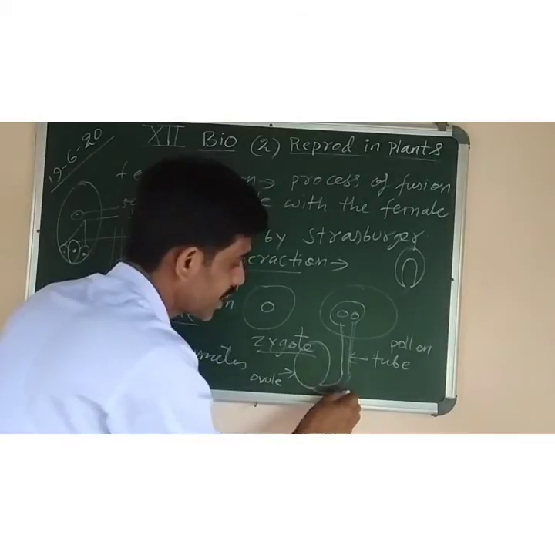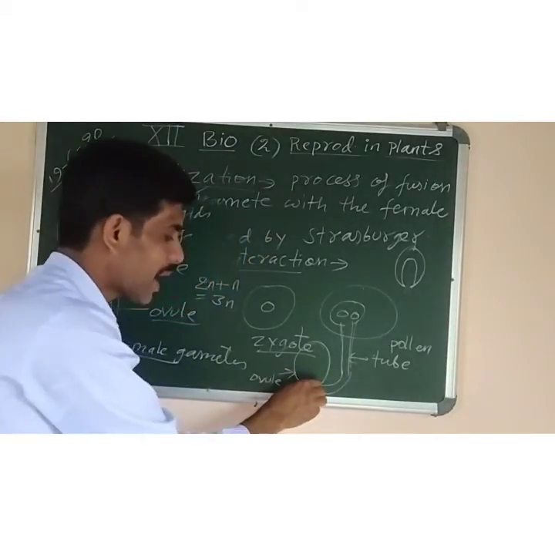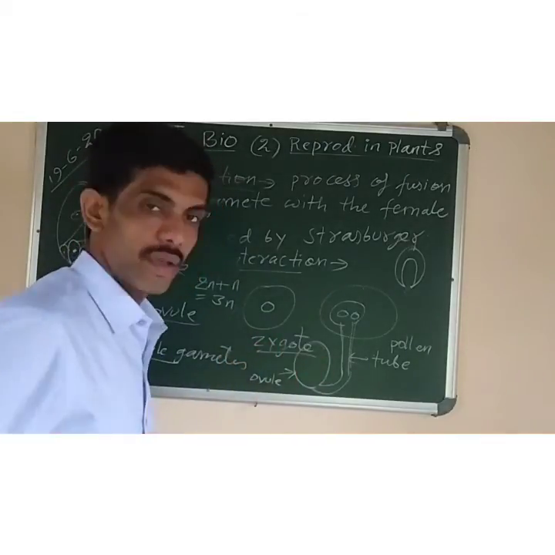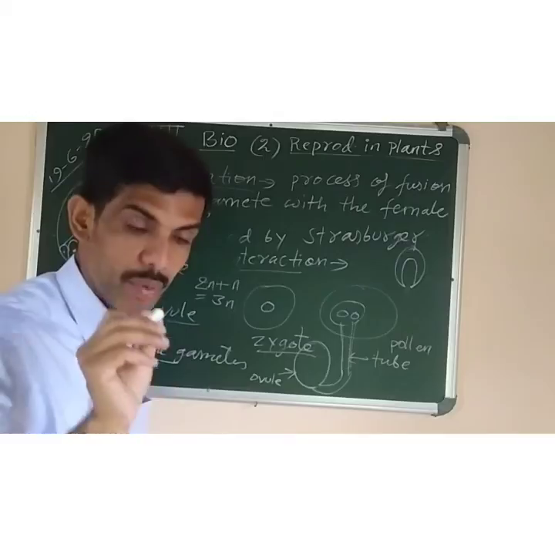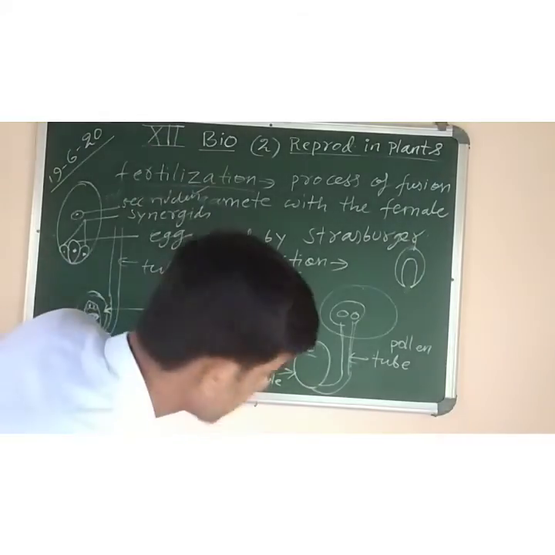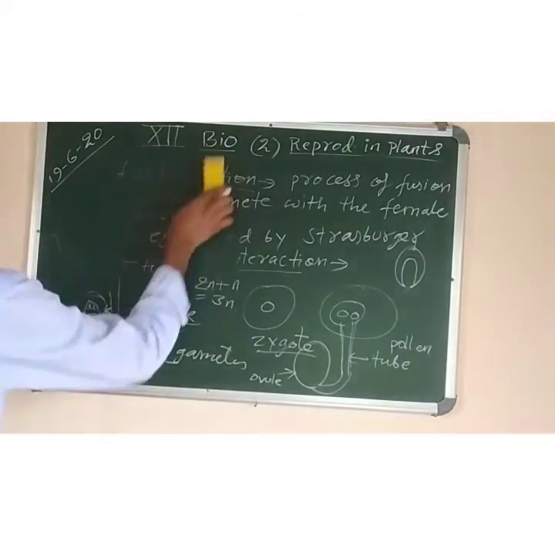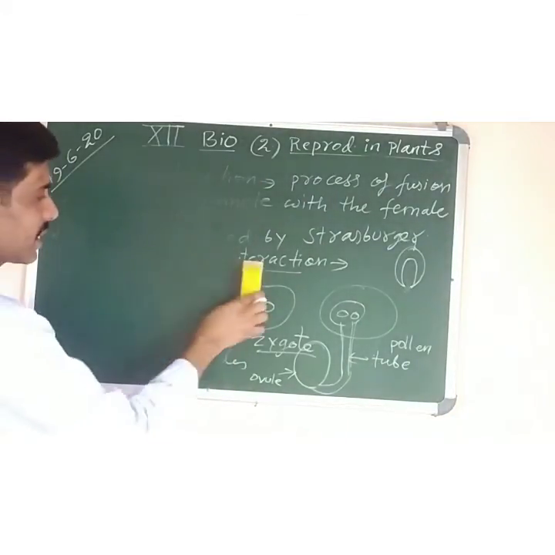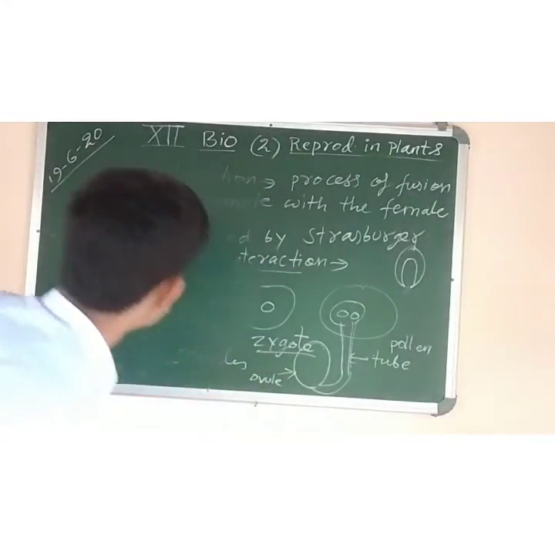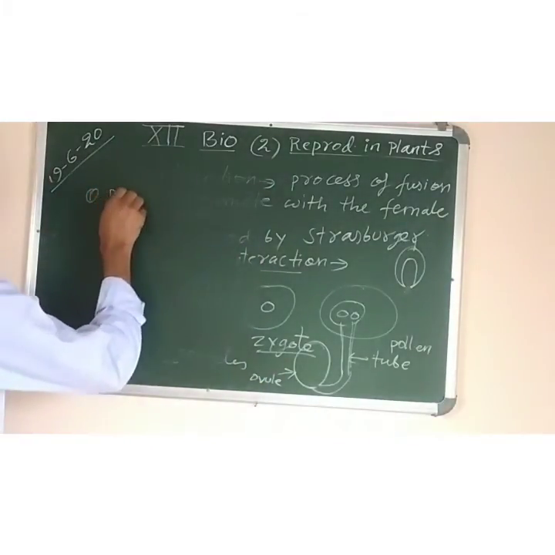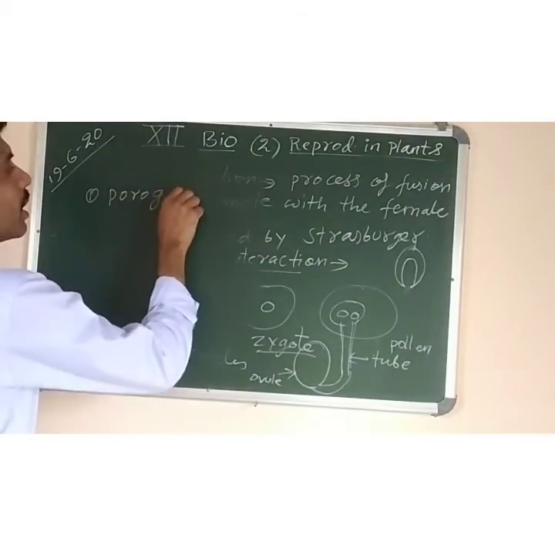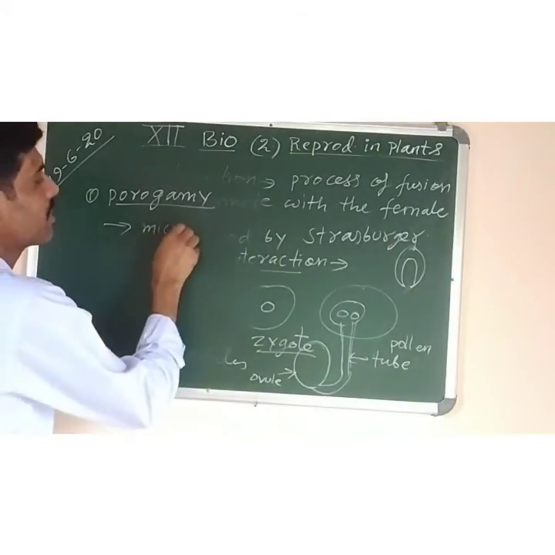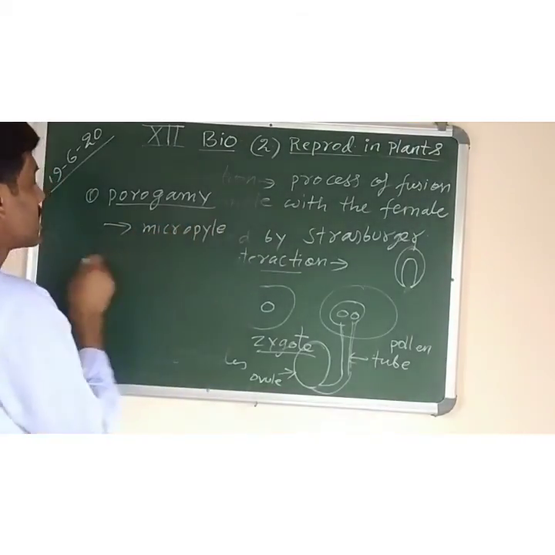So if the pollen tube enters an ovule through the micropyle, this type of entry of pollen tube into the ovule is called, what is the term given? Porogamy. Remember the word? P-O-R-O, G-A-M-Y. Porogamy. So what is porogamy? It is the entry of pollen tube into the ovule. I will write this word, and from where it enters: entry is through micropyle. Like this you can learn it.